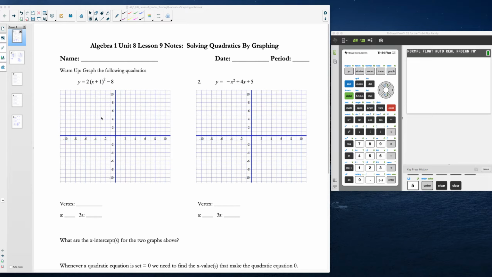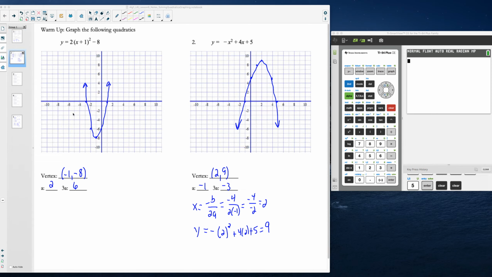All right. So let's look at our two warm-up problems here. We can see that we have the first one in vertex form, the second one in standard form. So I'm going to flip to where I have these worked, so we can go through them. When we look at our first one, there's very little pre-work involved, right? You can see that our vertex is -1, -8. So I'm going to start there.